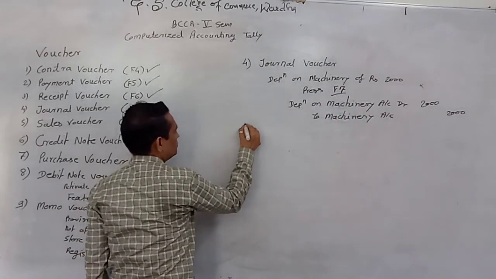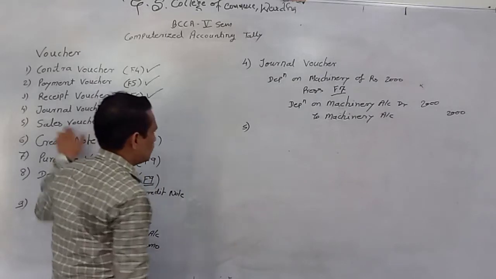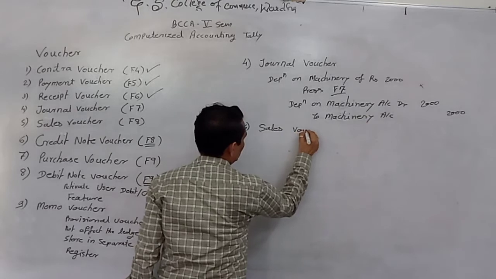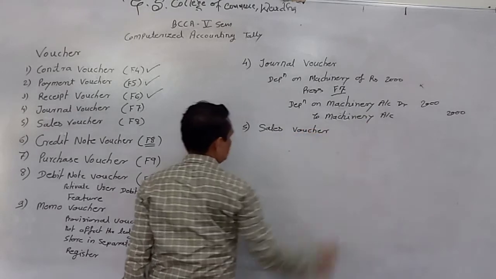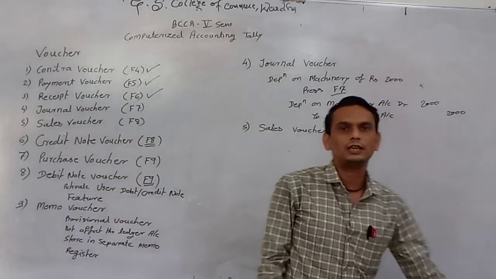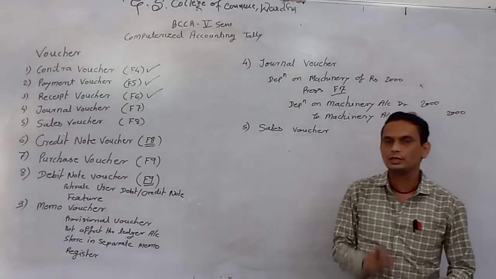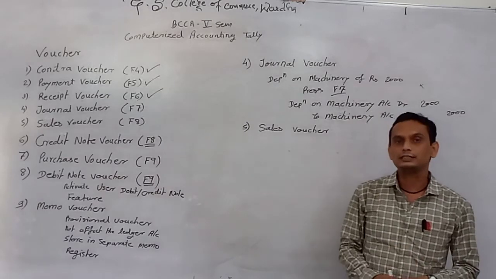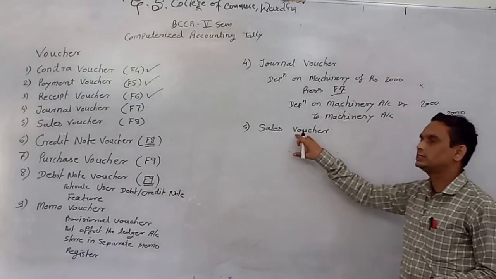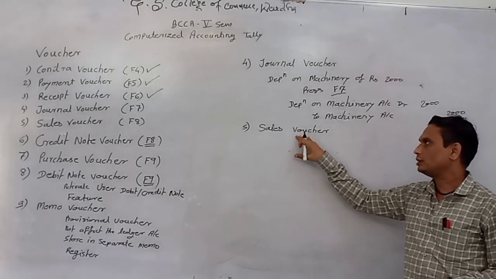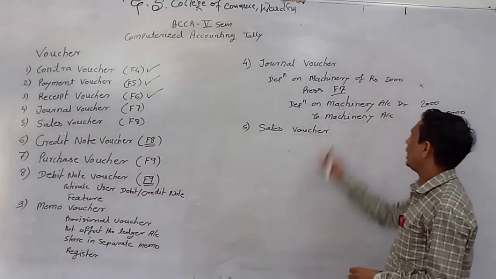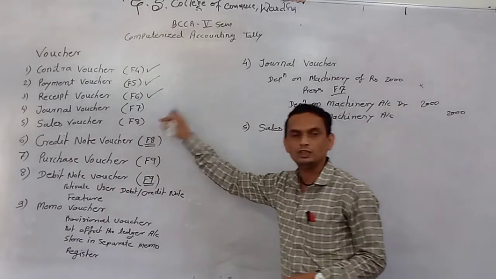Number 5, sales voucher. All types of transactions which are related to sales, that is credit sale or cash sale, can be recorded into the sales voucher. To record those transactions in the sales voucher, we should press the F8 function key.